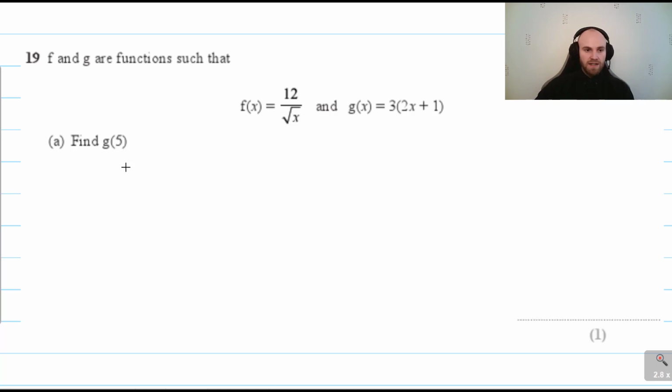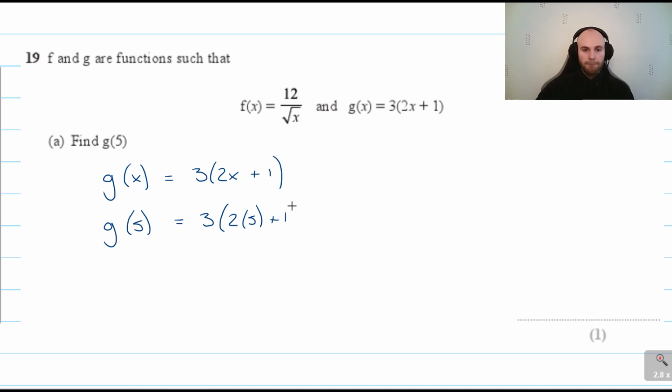So g of x equals 3 times 2x plus 1. So g of 5, well this 5 is going to take the place of x, wherever x is. We work out whatever's inside the brackets first, so keep this 3 out. It's going to be 2 multiplied by 5, which is 10, plus the 1 is 11. Now we can multiply that. It's going to be 3 times 11, which is 33.